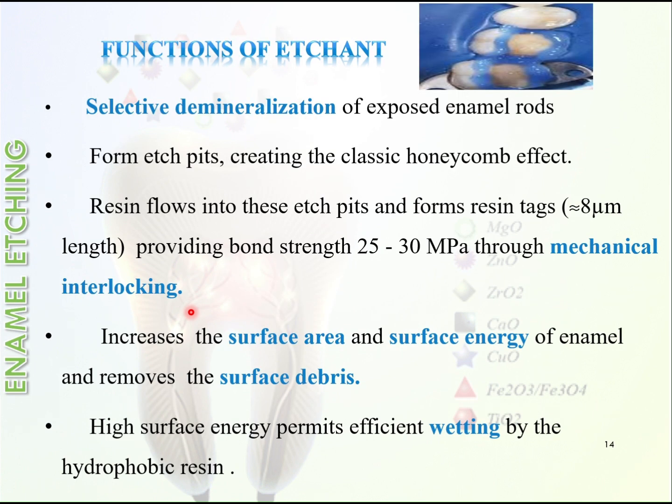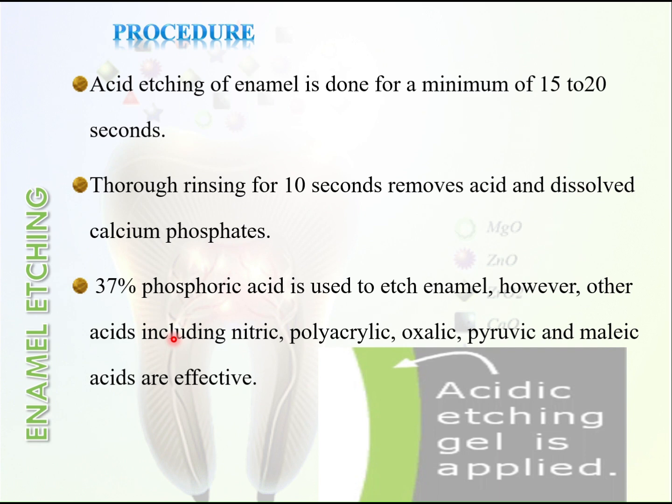So what is the function of etching? After etching, it causes selective demineralization of the exposed enamel rods. It forms etch pits which create a honeycomb effect. The resin which flows into these etch pits forms resin tags, which provide a bond strength of 25 to 30 megapascal through mechanical interlocking. So this increases the surface area, surface energy and removes the surface debris. There will be high surface energy which permits efficient wetting by hydrophobic resin.